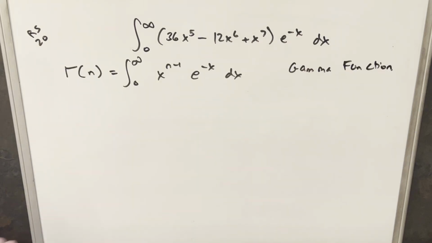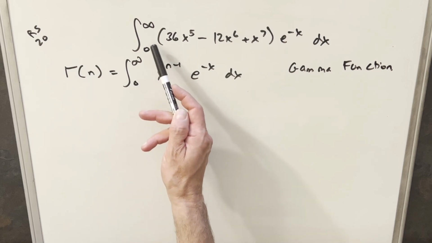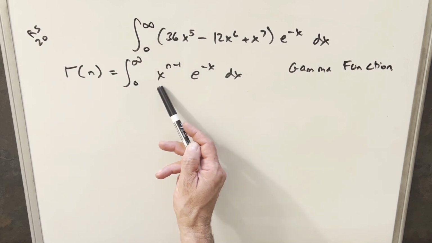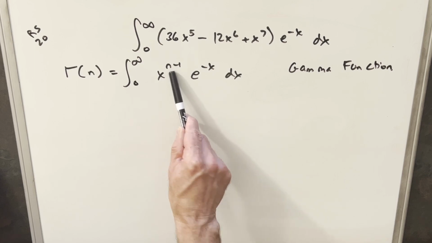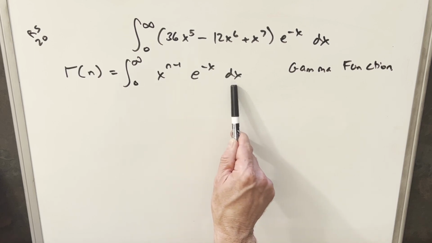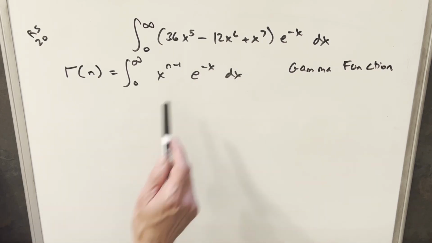Okay, so we have the formula for the gamma function, and it tells us we have an integral in this form from 0 to infinity, check. Then we're going to want an x term with some exponent, which we'll call n minus 1, times e to the minus x dx. Then just notice, like I said earlier, if I break this into 3 integrals, it's going to be in exactly this form.